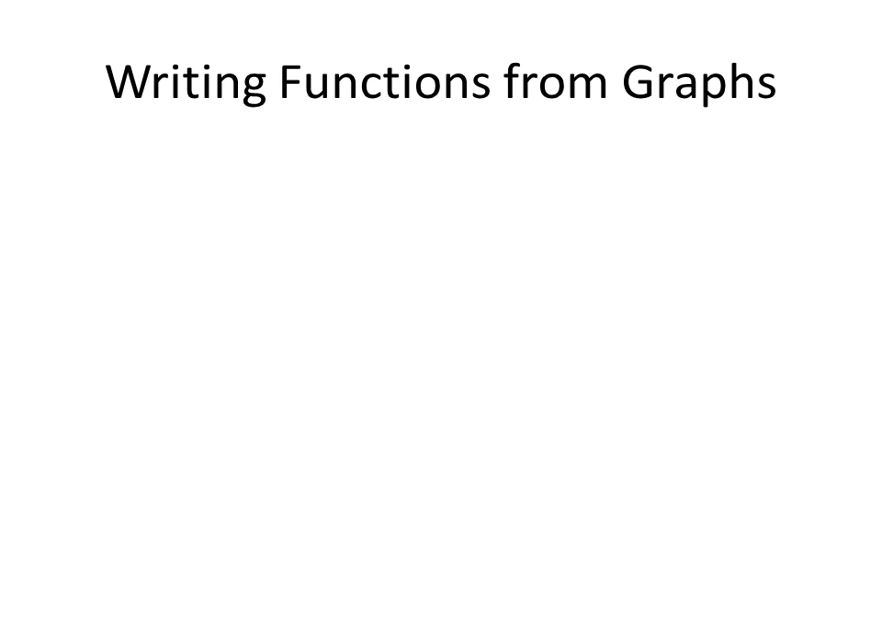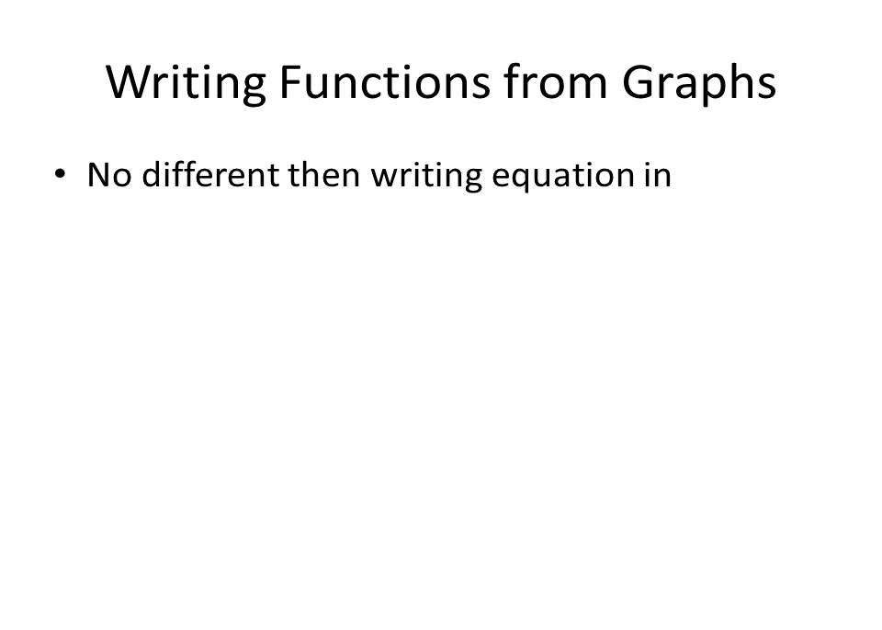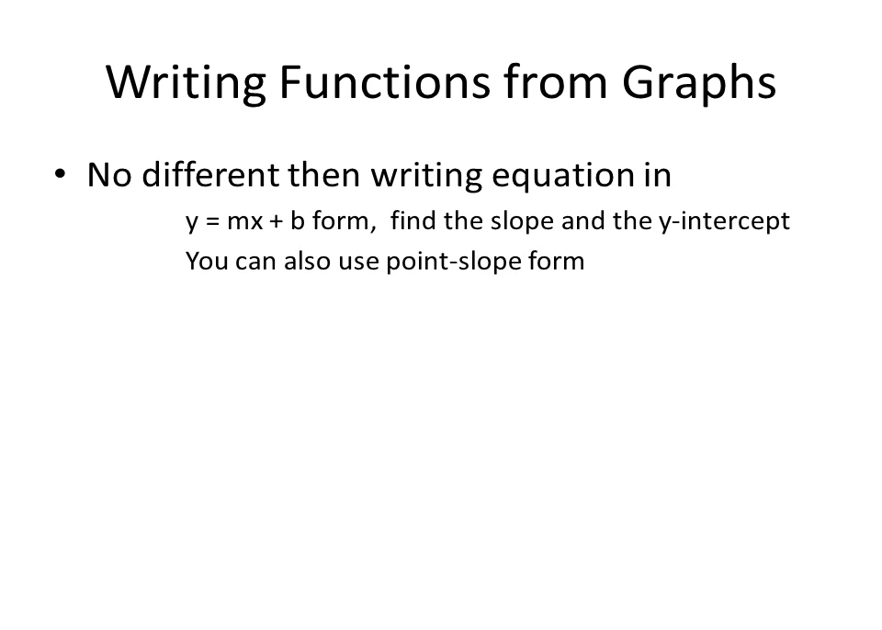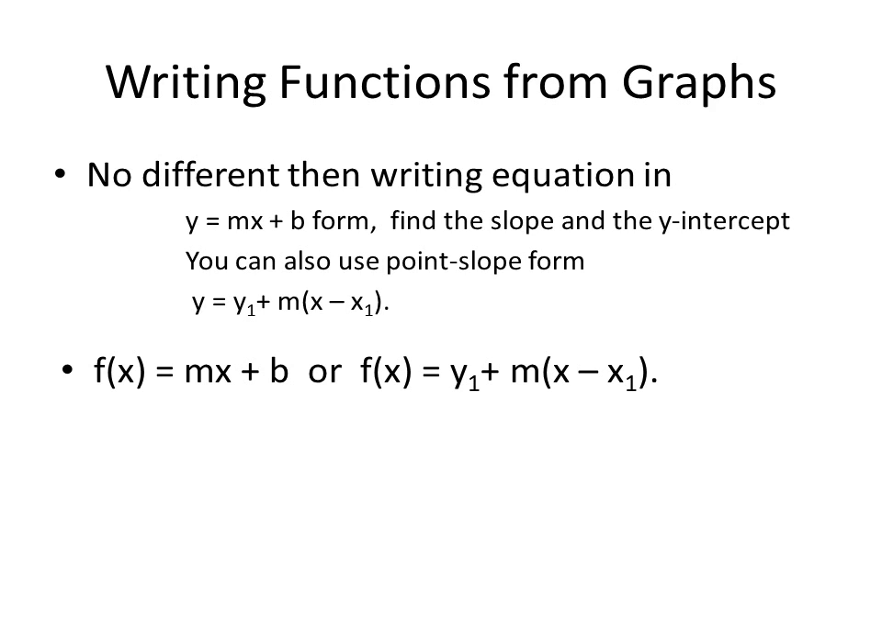We have done a lot of writing functions from graphs, but remember, this is no different than what we did when we wrote equations of lines. You could write it in y equals mx plus b or slope-intercept form. You can also use point-slope form. Remember, with point-slope, if you have 2 points, you just find the slope, and then you use one of those points for y sub 1 and x sub 1 to write your equation. The only difference between this and function notation is, again, the variable that we used. In this case, instead of y, we would use f of x equals mx plus b, or f of x equals y sub 1 plus m times the quantity of x minus x sub 1.